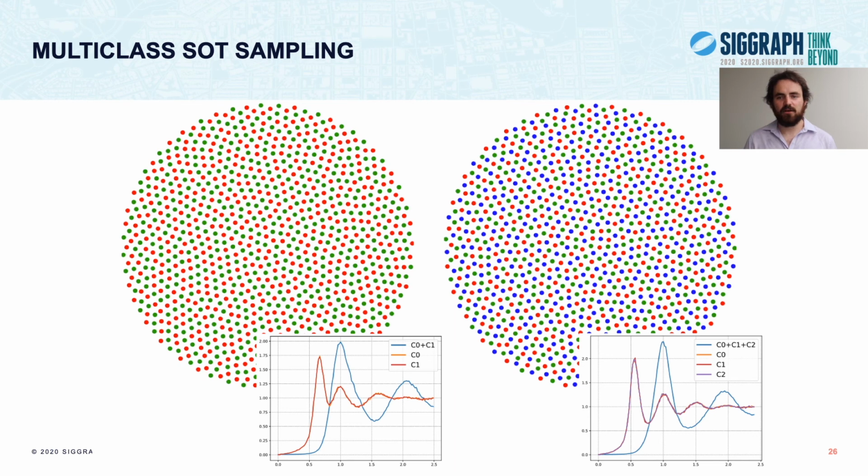The last thing our sampler allows us to do is multi-class sampling. So multi-class sampling is when you want points to be uniform, but at the same time you want to be able to extract just some points and you want them to still be uniform. And so there is a way to do it with our method that we explain in our paper.